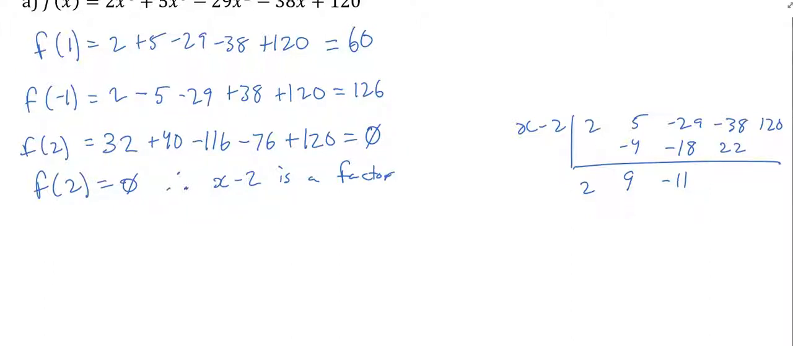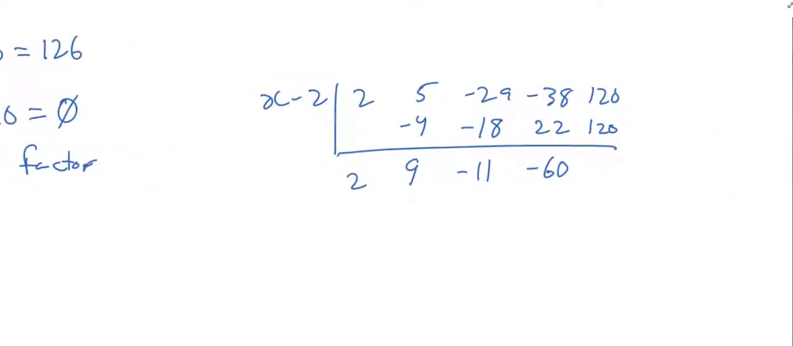-38 minus 22. Watch what's about to happen here. So that's going to be -60, right? -60 times -2 is positive 120. That is not a coincidence. Why? Because we set it up for the remainder to be 0. That's what makes it a factor.